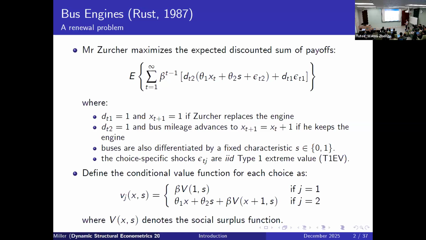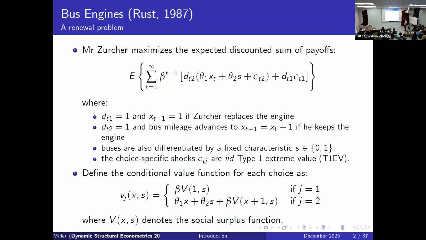So we define the conditional value functions for each choice. They're going to play a big role in a lot of this analysis, for several of the lectures actually. It is the systematic part of the utility that you get today, plus the expected value of what the surplus function will be tomorrow when you take a given choice today. Okay, that's what this conditional value function is.